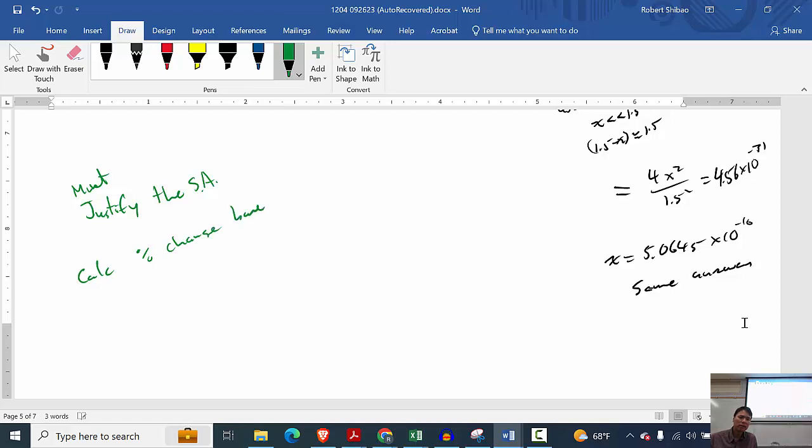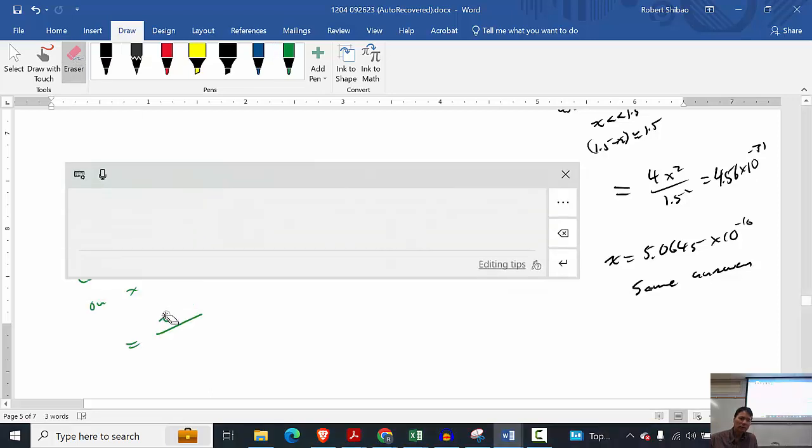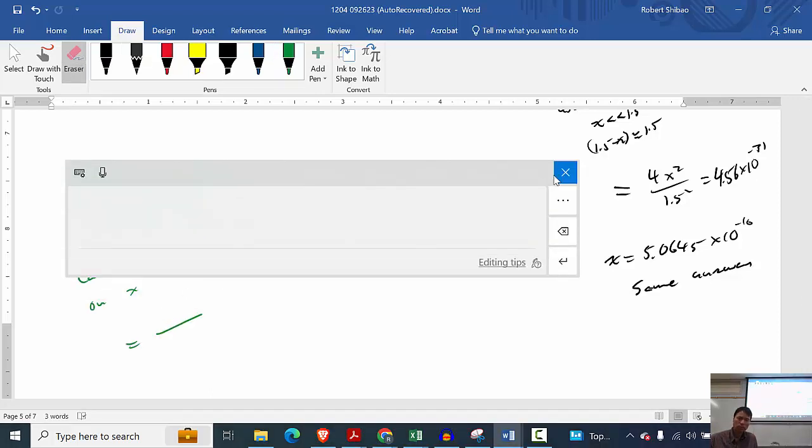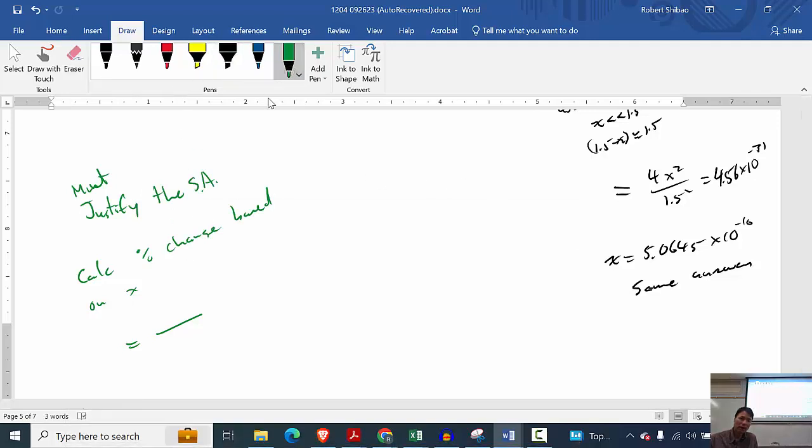Calculate percent change based on x here. And so the percent change is going to be equal to, in this case, the x is the change. Actually, let me do this differently. On x calculated using assumption.